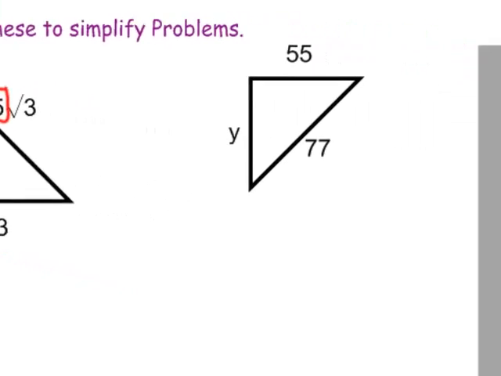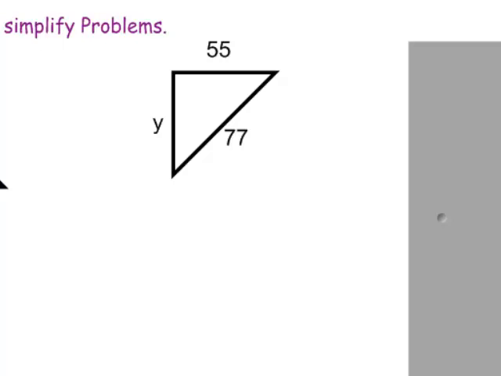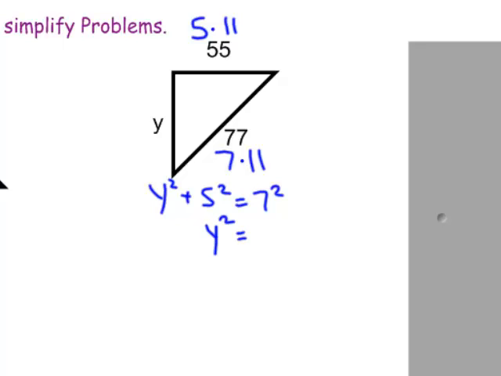Here's another type of problem. In this problem, we notice that there's a pattern here. You might notice that 55 is the same as 5 times 11, and 77 is the same as 7 times 11. So we could shorten our work to do y squared plus 5 squared equals 7 squared. If we do that, we get y squared equals 24. So y equals 2 root 6. But that was the y that's abbreviated.